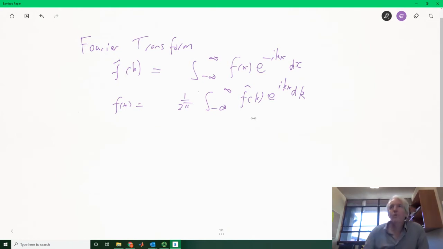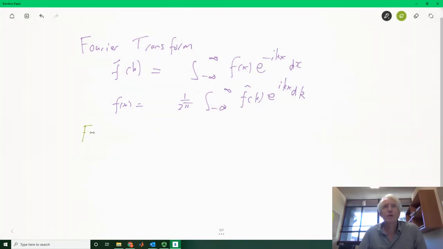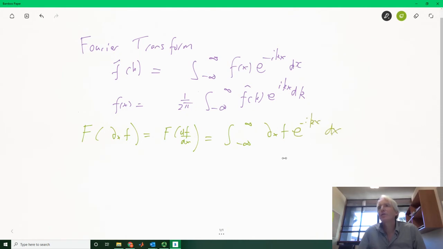So, the most important property of the Fourier transform is as follows. We take the Fourier transform of d by dx of f, which is the Fourier transform of f dashed of x, if you like. So we have the integral from minus infinity to infinity of the x derivative of f e to the minus i k x dx. Now we can integrate by parts.